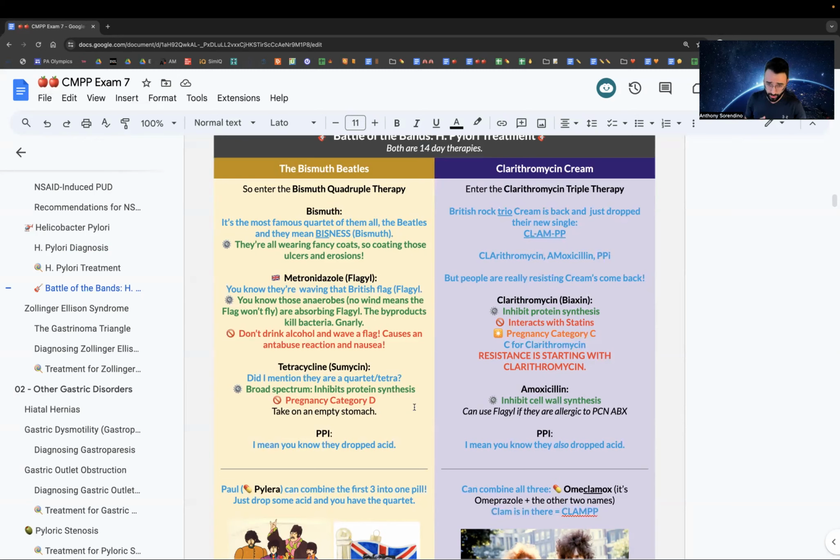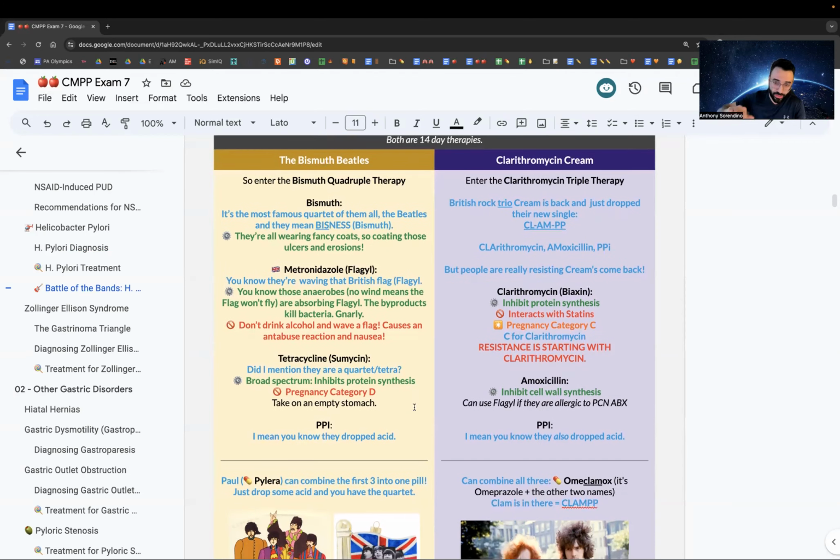The important thing here is that there's resistance starting with clarithromycin. We'll talk about what we're doing about that in a second. Okay, the second part is amoxicillin. So again, clam is kind of your cardinal mnemonic here. The second part is the AM, which is amoxicillin. If the patient is allergic to penicillins, you can bring in Flagyl.